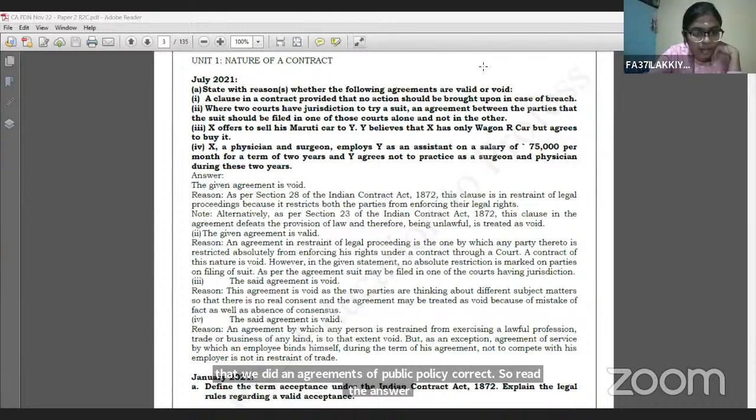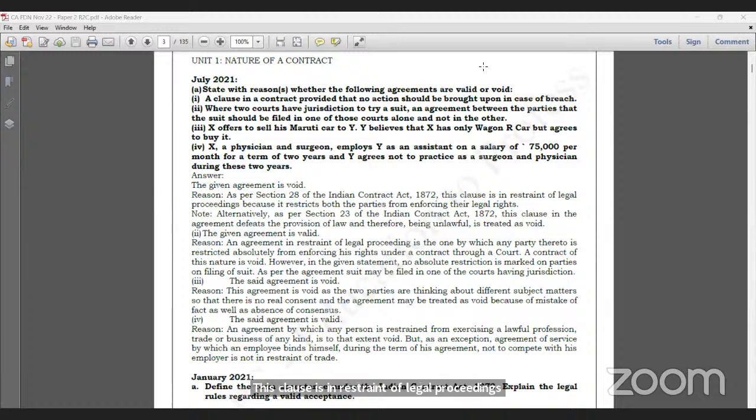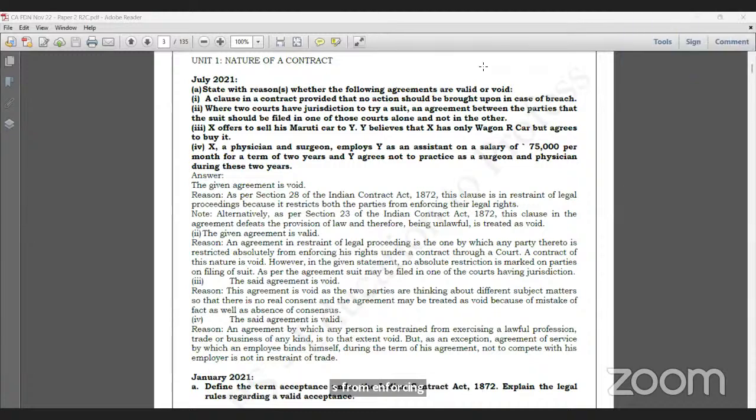The given agreement is void. Reasons: as per Section 28 of the Indian Contract Act 1872, this clause is in restraint of legal proceedings, because it restricts both the parties from enforcing their legal rights. So note, this is a void agreement. You all understood this? Yes or no?